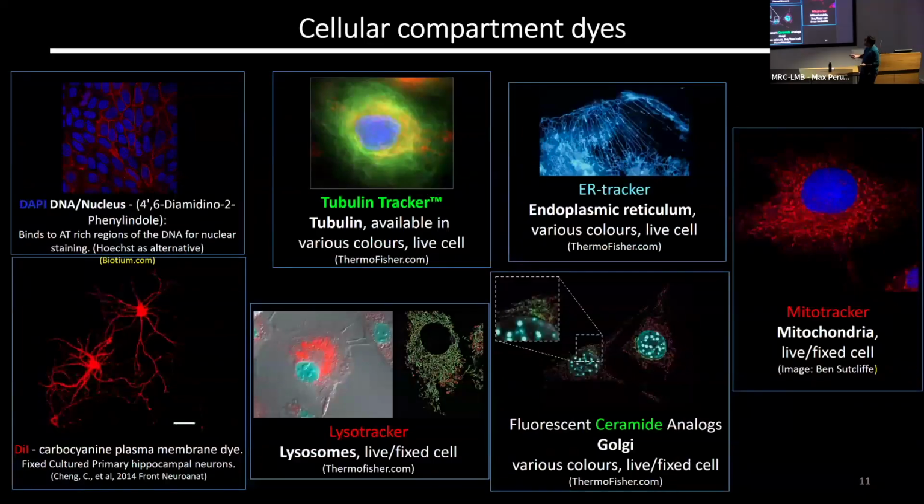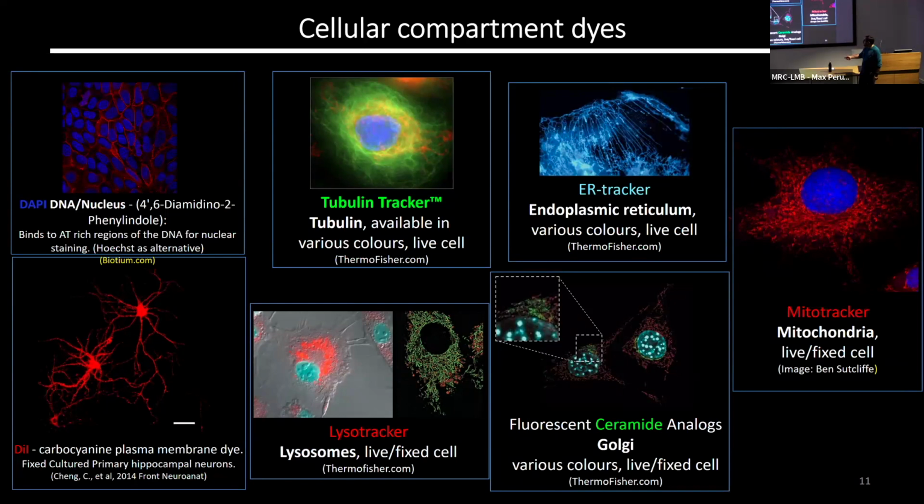Another way of directly labeling your molecule of interest is cellular compartment dyes. Once again, these come in various shapes and forms, and various brands produce and sell them. One of the best known is DAPI, a molecule that is fluorescent and binds to DNA. You can also use Hoechst, which is an alternative to DAPI. You also have, once again, many of these: Tubulin Tracker for tubulin, ER Tracker for the endoplasmic reticulum.